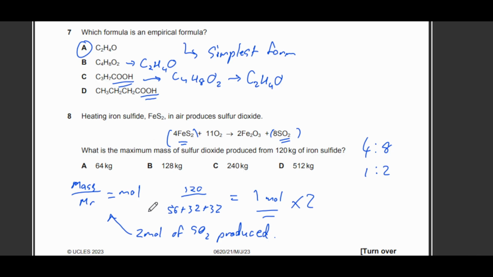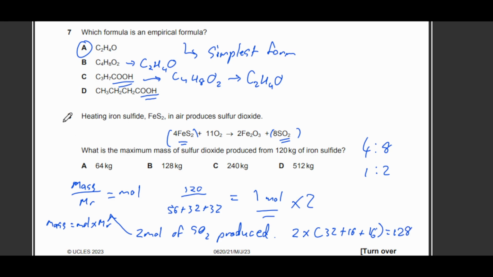Okay? So mole mass equals mole times MR. Right? You rearrange this formula, you get mass equals moles times MR. So finally, what you want to do is 2 times the MR, which is 32 plus 16 plus 16. And then finally, your answer, you will actually get B, 128.